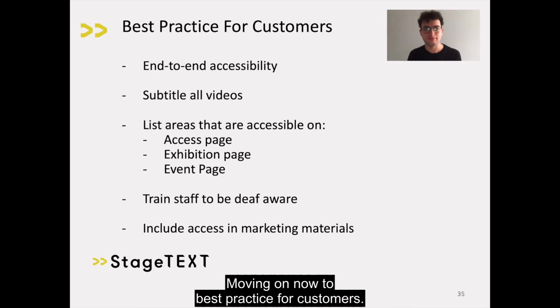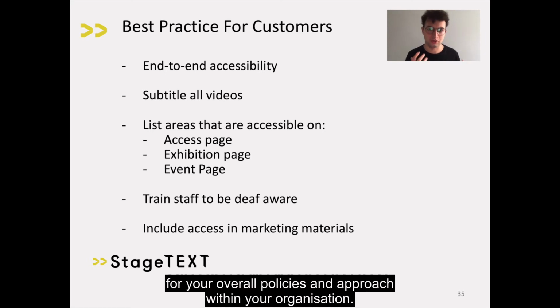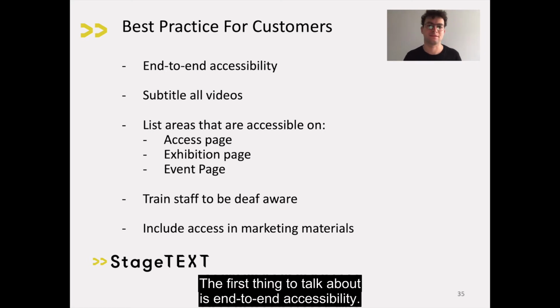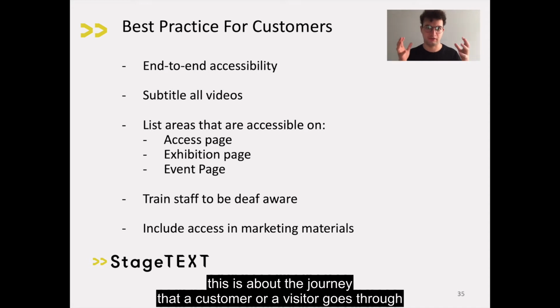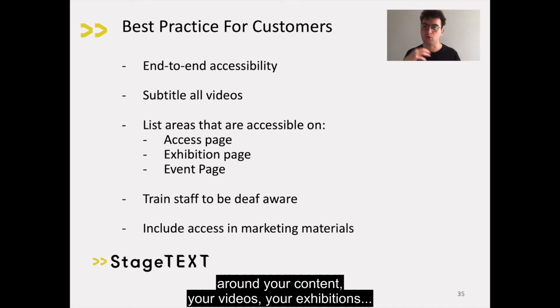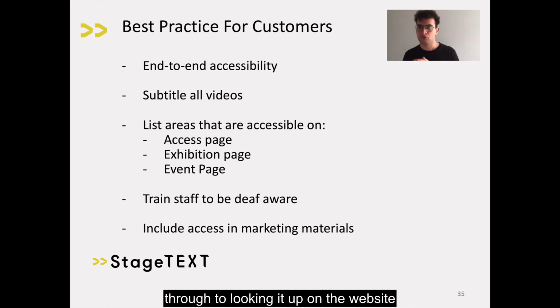Moving on now to best practice for customers. So this is kind of generally overall for your overall sort of policies and approach within your organization. First thing to talk about is end-to-end accessibility. Now what this concept is, this is about the journey that a customer or a visitor goes through around your content, your videos, your exhibitions, around the things that you put out into the world. From the moment when they first know about it, through to looking up on the website, through to going to visit it, through to when they leave, that whole journey should be accessible.